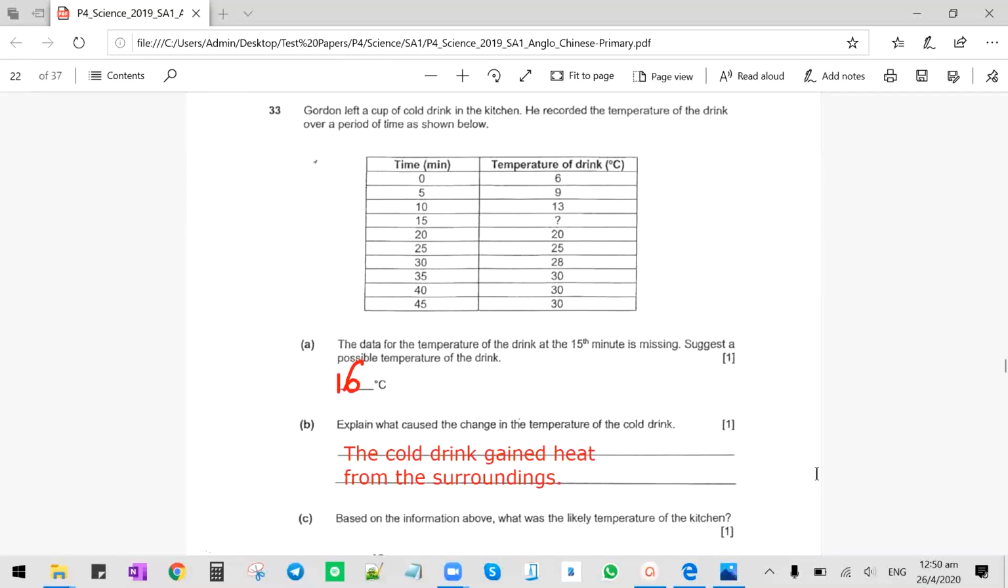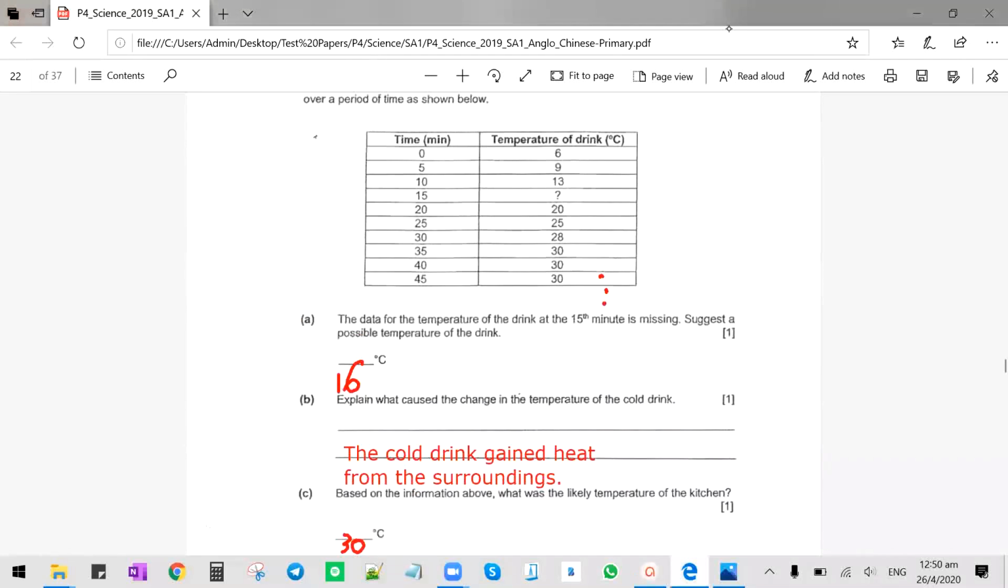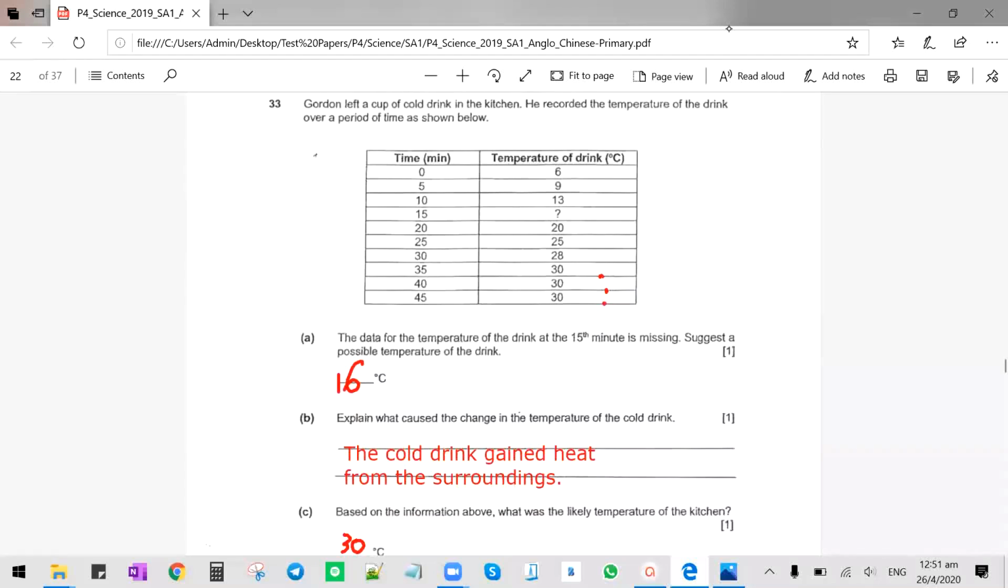Based on information above, what was the likely temperature of the kitchen? You see it stopped at 30, right? It increased and then it stopped at 30. So most likely the temperature of the kitchen was 30 degrees Celsius. Okay? Which is in a sense what we call equilibrium. Alright? Everything is equal already, so it doesn't change anymore.